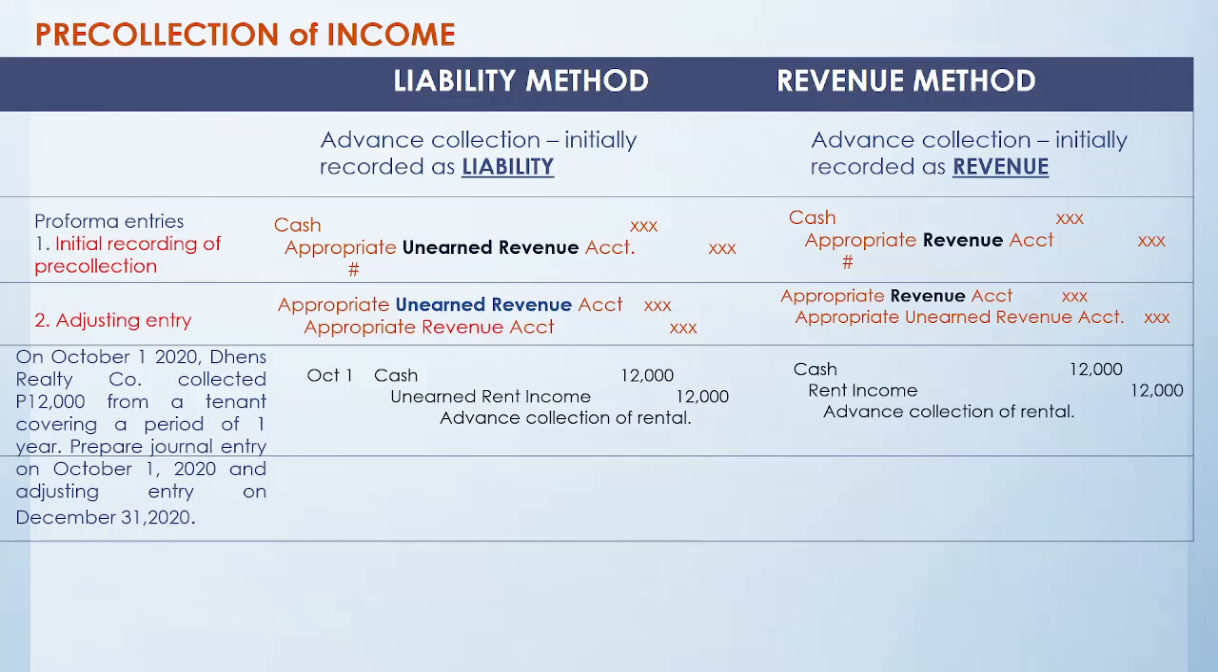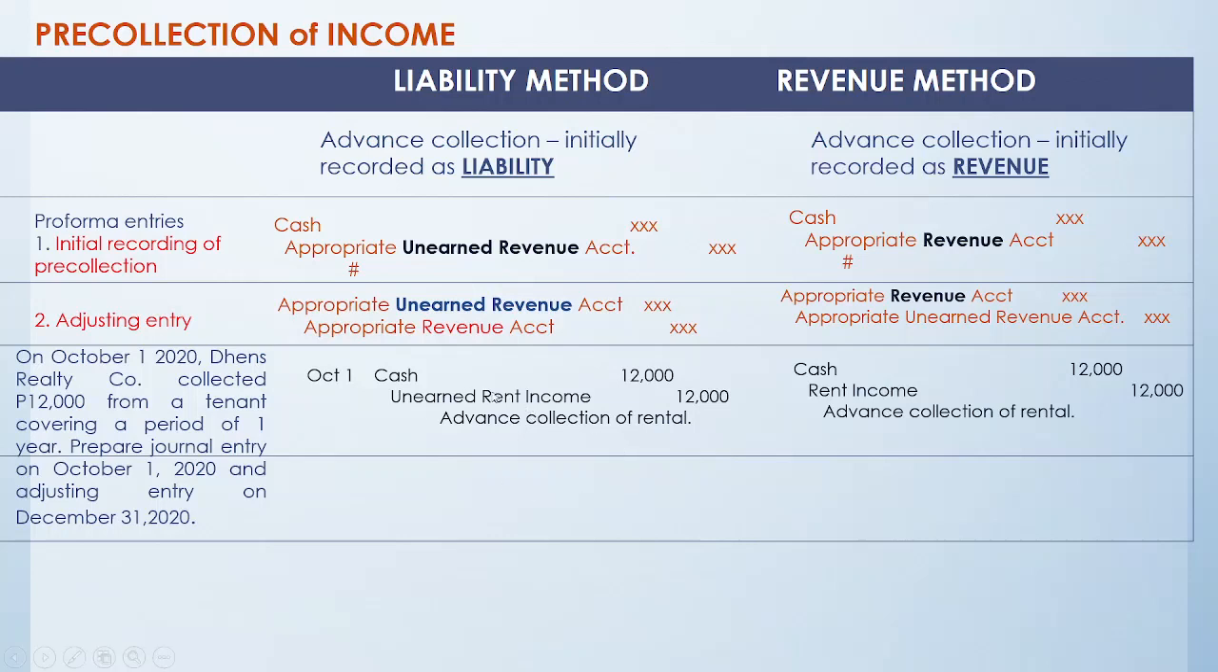accounts already. Portion of this will be earned already or expired. Why? Because the 12,000 represents 1 year. Therefore, our monthly rental, or rent income, should be 1,000 per month. And since it started on October 1, 2020, as of December 31, or for the period ended December 31, 2020, we have 3 months. That is October, November, December.